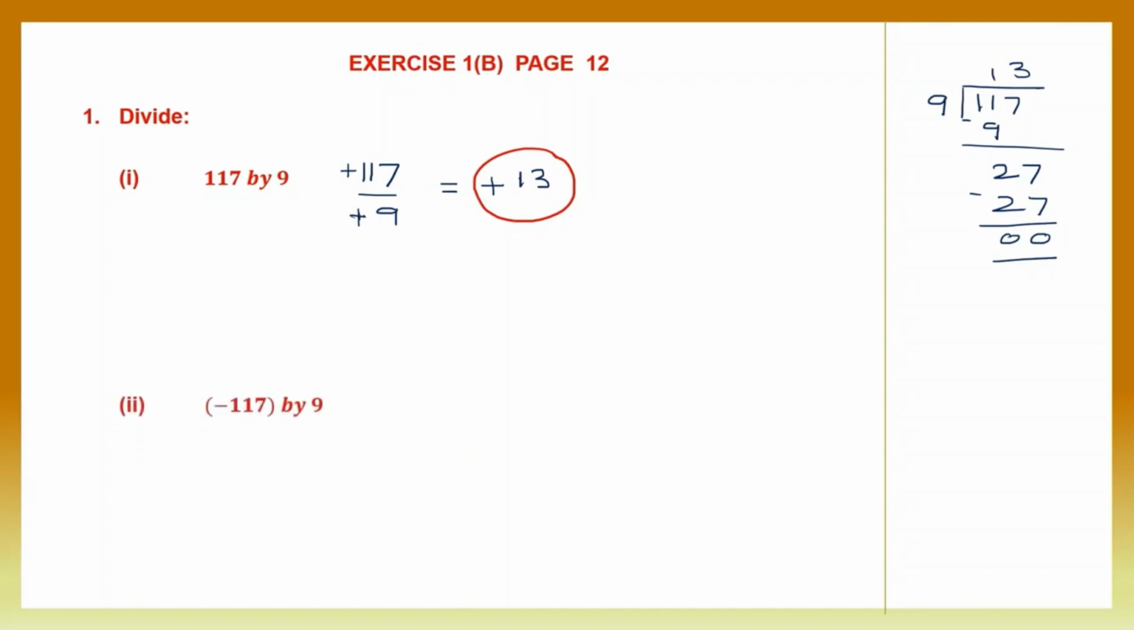Next one, here we have minus 117 by 9. So that is minus 117 divided by 9. Now this is a plus sign. When signs are different, your answer will be negative. So I put a minus sign. And now you divide 117 by 9. We've already done that division and we got our quotient as 13. So our answer here is minus 13. So when signs are different, you must remember you have to put the minus sign.